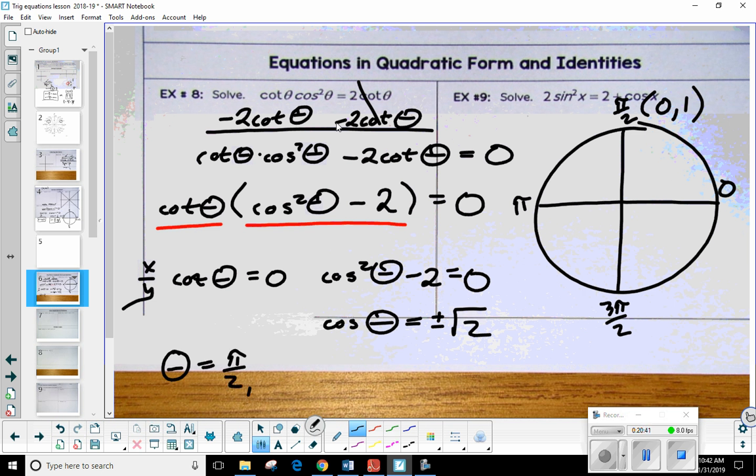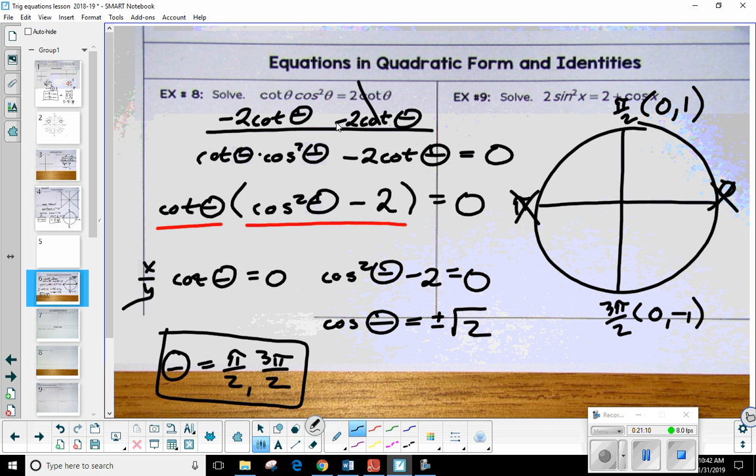And what's the other location? 3 pi over 2. Because this ordered pair is 0, negative 1. I can't do 0 or pi because 1 divided by 0, for example, is undefined. So those are out. Now remember I said there's only how many answers? There's only 2. So let's see why we're not going to be able to solve cosine of theta.